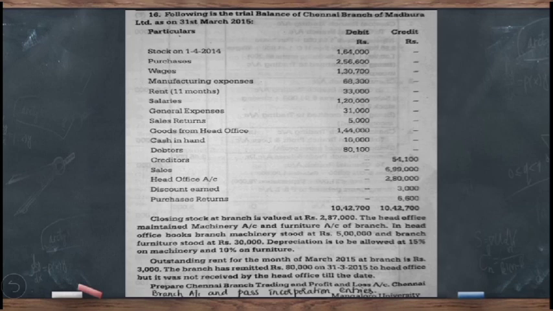The entry for that is concerned branch account debit to concerned branch assets account. Here they have given two assets, that is machinery account and furniture account, which are maintained in the books of head office. The book value of the machinery is 5 lakh, on that we have to charge 15% depreciation, which comes to 75,000, and the book value of the furniture is 30,000, on that we have to charge 10% depreciation.